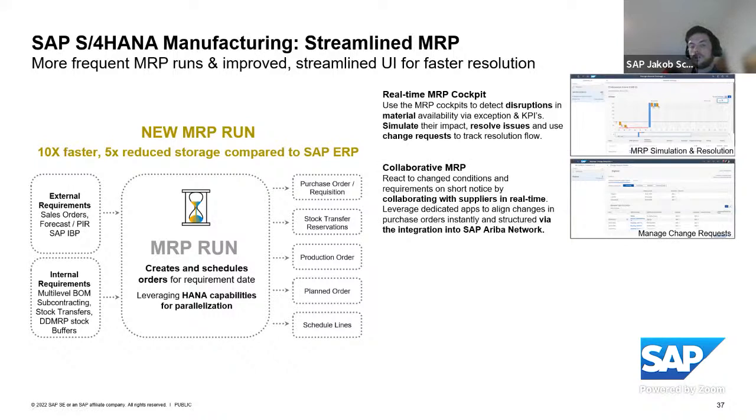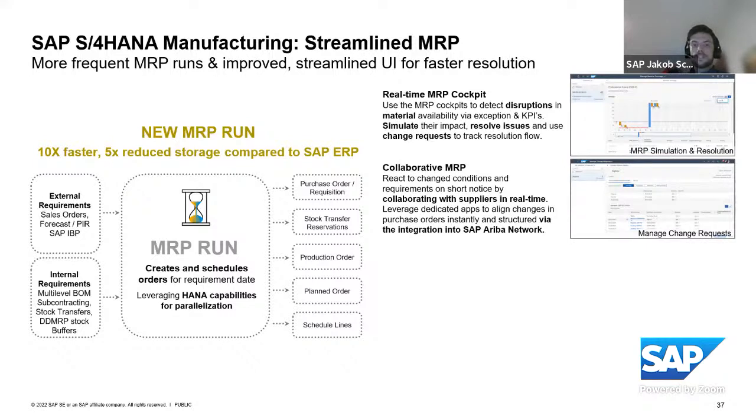The second one I would like to focus on, which is closely related to this MRP cockpit, is what we call the collaborative MRP. That goes a little bit in the direction of the integration topic that Stefan was also mentioning already. First of all, it builds a bridge between the MRP planning and the procurement department, but then goes even further and also facilitates the integration into potential business networks, like supplier networks, like our SAP Ariba network.